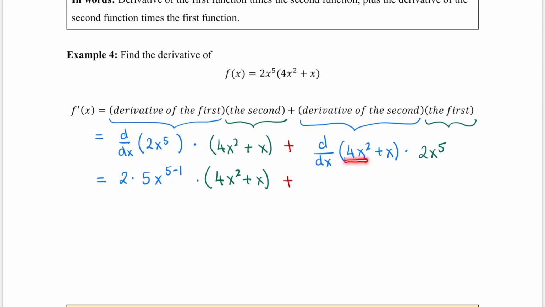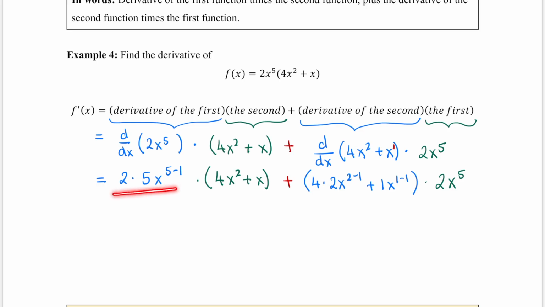For the derivative of 4x squared, we use the constant multiple rule and the power rule, which is 4 times 2x to the 2 minus 1, plus the derivative of x. x has an exponent of 1, and we use the power rule for this, so we have 1 times x to the 1 minus 1. And multiplying by the first function.